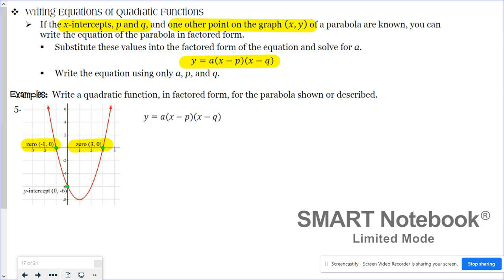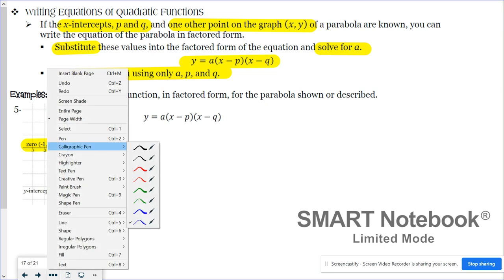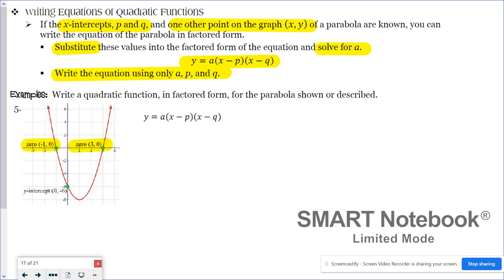So you're going to substitute these 4 values into your factored form. The only thing that you won't know is a. That's okay, because after you substitute these values in, you're going to solve this for a. And then you're going to write your equation using only a, p, and q. So what that means is that x and y become variables again. So let's see this in action.